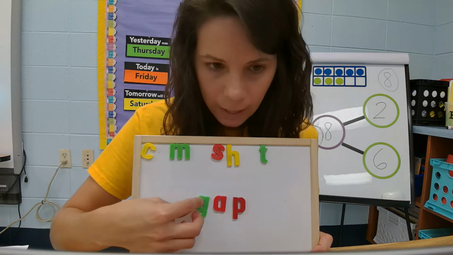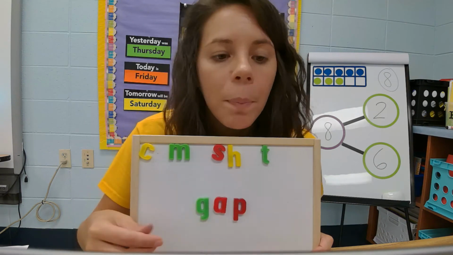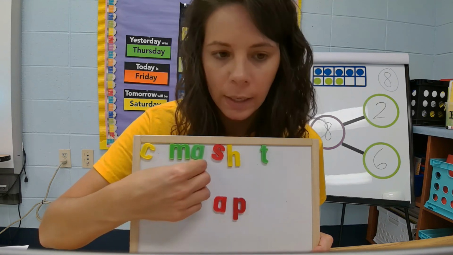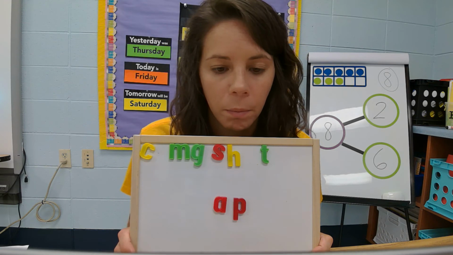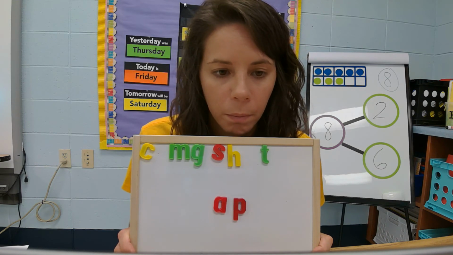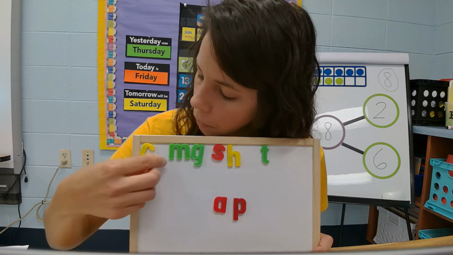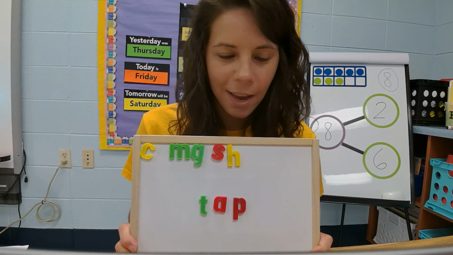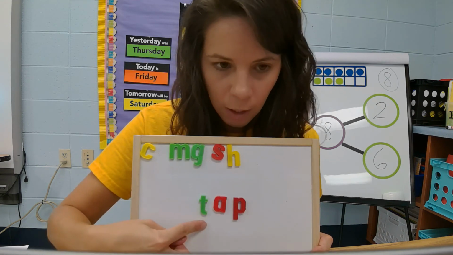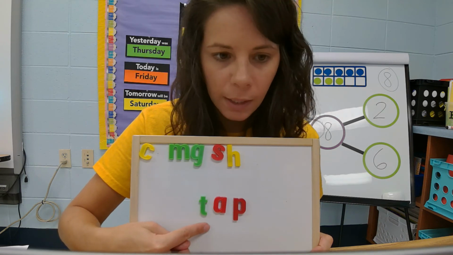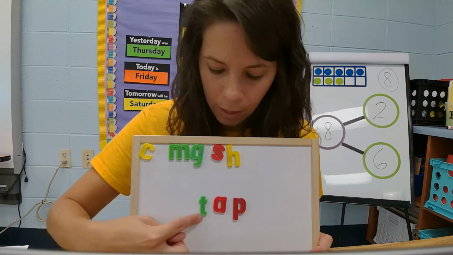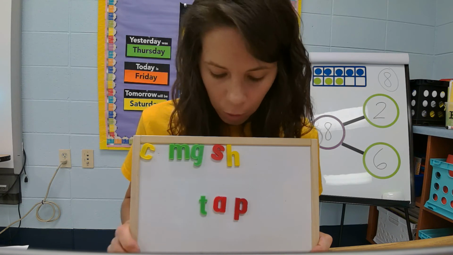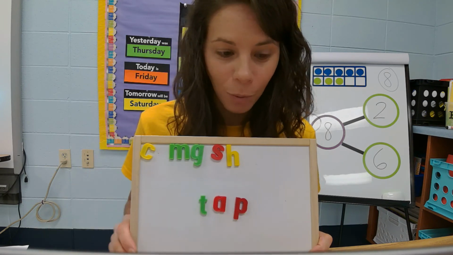All right. Let's switch our beginning sound to a T. T. Which letter is going to say T? Hopefully we brought down our T. Awesome, Ved. Here, let's sound out our word. Touch each letter as we say the sound. T. A. P. Tap. Perfect.